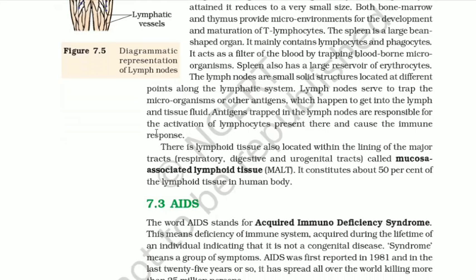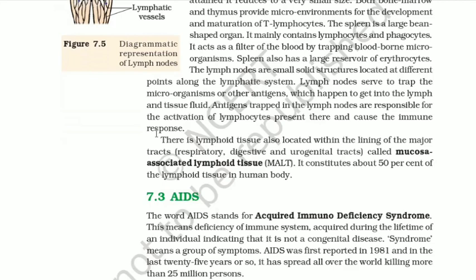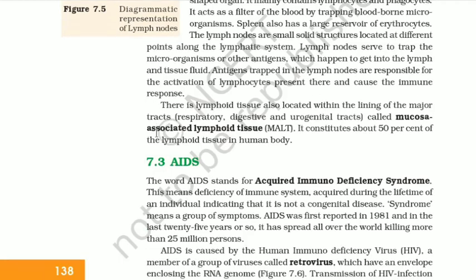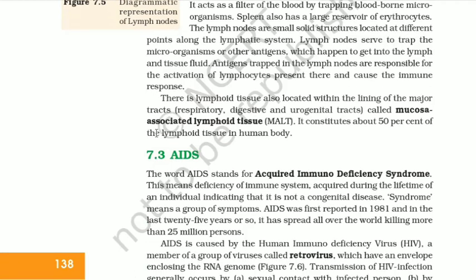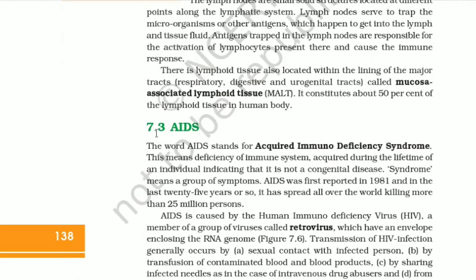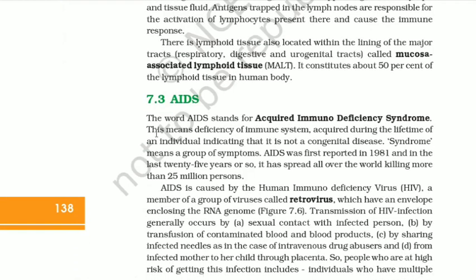The spleen is a large bean-shaped organ. It mainly contains lymphocytes and phagocytes. It acts as a filter of blood by trapping blood-borne microorganisms. Spleen also has a large reservoir of erythrocytes. The lymph nodes are small, solid structures located at different points along the lymphatic system. Lymph nodes serve to trap the microorganisms or other antigens, which happen to get into the lymph and tissue fluid. Antigens trapped in the lymph nodes are responsible for the activation of lymphocytes present there and cause the immune response.